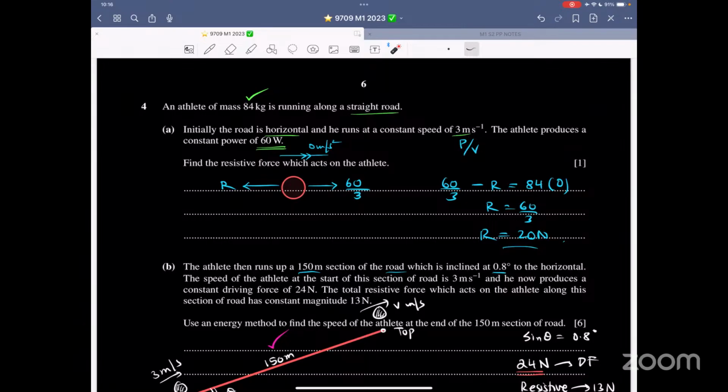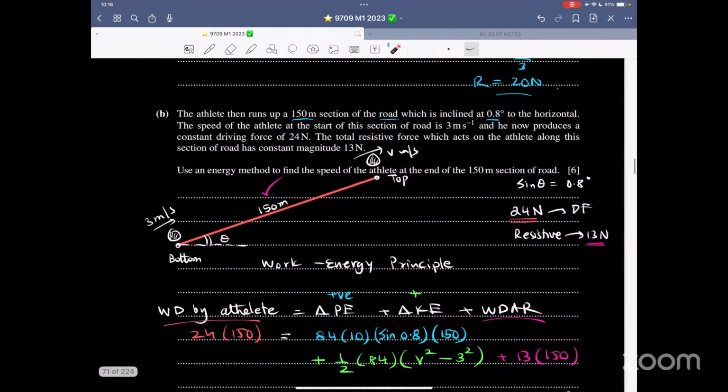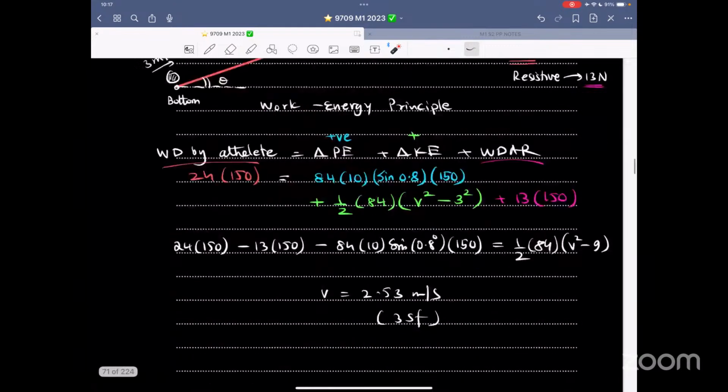Now the next thing. Again an inclined plane, but this time we are dealing with work, energy, and all these things. It says the athlete then runs up a 150-meter section of the road, which is inclined at 0.8 degrees, a very small inclination to the horizontal. The speed of the athlete at the start of the section is 3 meters per second, and he now produces a constant driving force of 24 Newton. The total resistive force which acts on the athlete is 13 Newton. Use an energy method. Find the speed of the athlete at the end of the 150-meter section of the road.